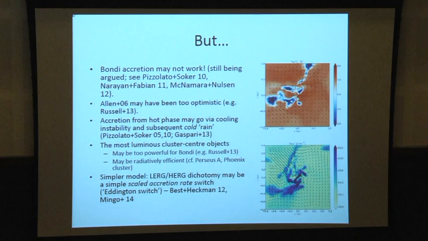Why is this looking less promising nearly 10 years later than it was at the time? Well, I think several reasons. Firstly, I think Bondi accretion may not work. Physically, it may not work. It's not really obvious that you can get a nice smooth Bondi flow without getting all sorts of cooling instabilities. As soon as you get that, the power necessary for some of these sources is probably too high anyway for Bondi to supply it.